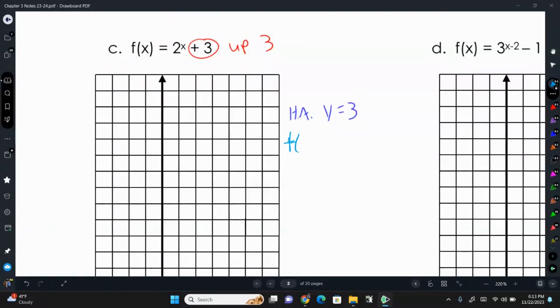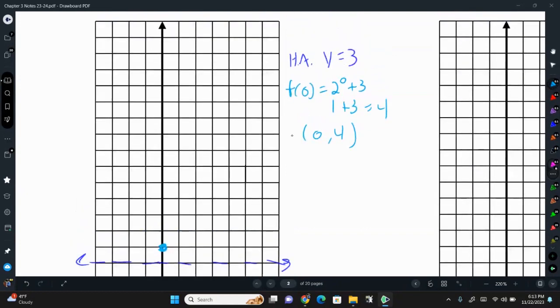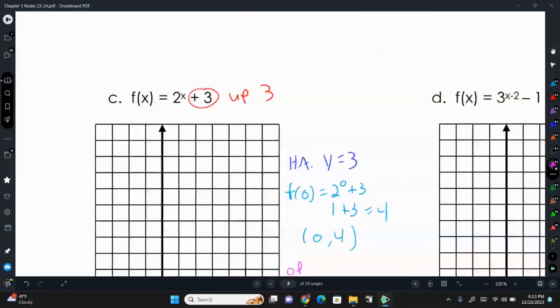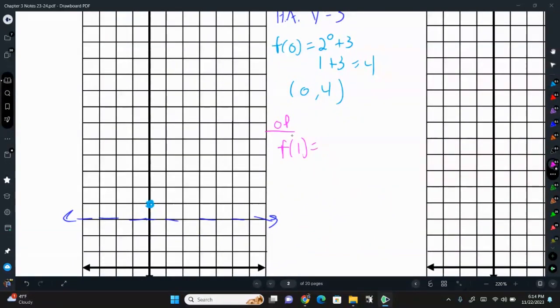So f of 0 equals 2 to the 0 plus 3. Well, 2 to the 0 is 1. So we get 1 plus 3, which is 4. So 0, comma 4 is our point. Now to get our other point, we can pick again a small number. Let's just pick 1. So f of 1 equals 2 to the first power plus 3, and that's going to give us 5.